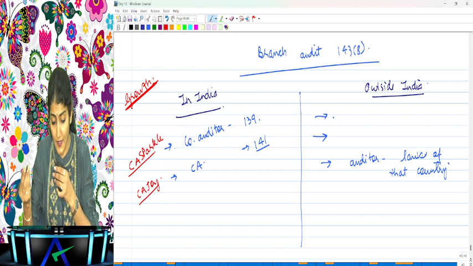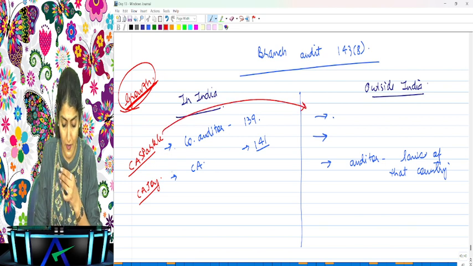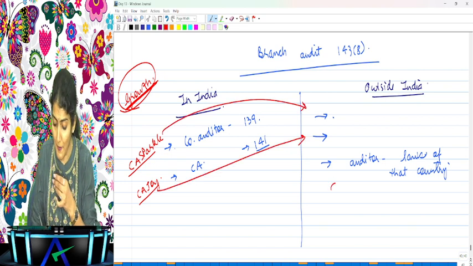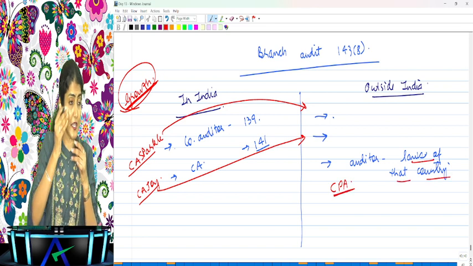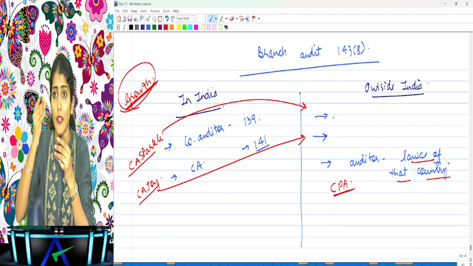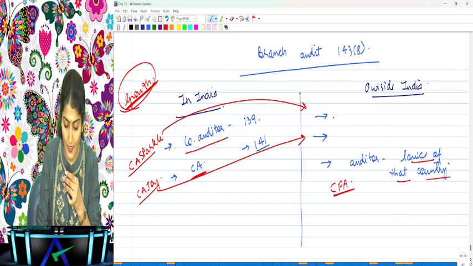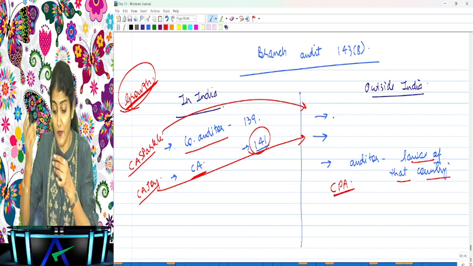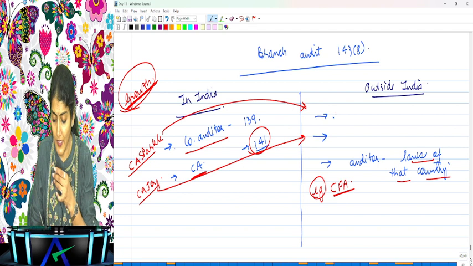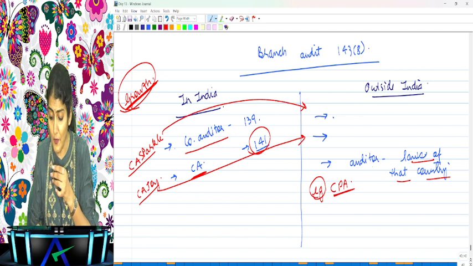Branch outside India, say Growth is having a branch in America. Who can do the audit of the branch in America? CA Sparkle, CA Joy, or an American CPA, a person who is qualified as per the laws of that foreign country. So branch in India and branch outside India, who can do the branch audit? In India, the company auditor himself or any other chartered accountant qualified under 141. Outside India, one, company auditor himself, or a person who's qualified to be appointed as an auditor, or a person who's qualified to be appointed as an auditor as per the laws of that foreign country.